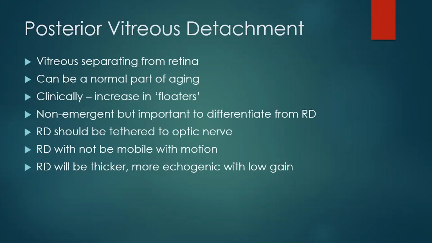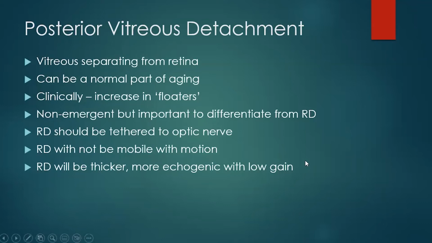Clinically, folks who have this will describe some floaters because again, there's something floating in that vitreous. And as they increase, you get worsening of the detachment. But this is really non-emergent. This is not something that needs to go directly to ophthalmology clinic. But like I said, it's important to differentiate from a retinal detachment. The way you're going to tell the difference, again, the retinal detachment is going to be tethered at the optic nerve. Vitreous detachment, you can see going all the way across the eye.